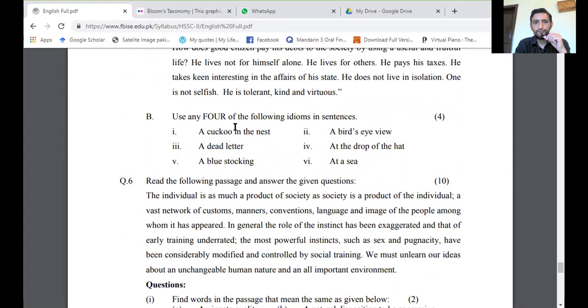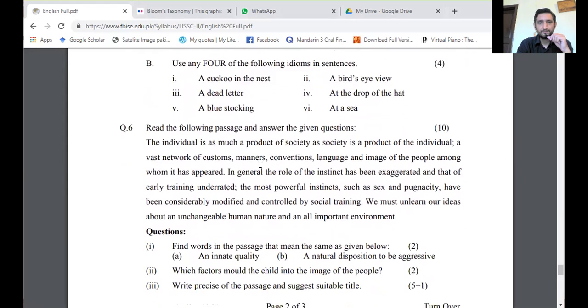Then, use any four of the following idioms. There are 6 idioms given: to be at sea, at the drop of the hat. What does it mean to do something at the drop of the hat? And having a bird's eye view of a place. A blue stocking, what's that? You need to understand things like these.